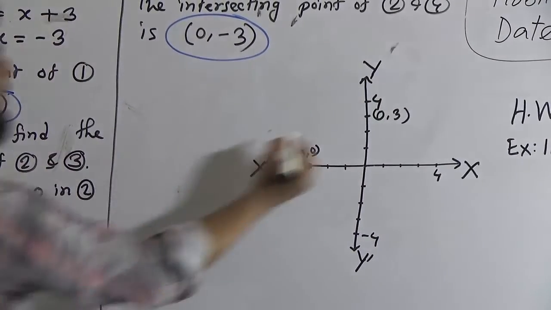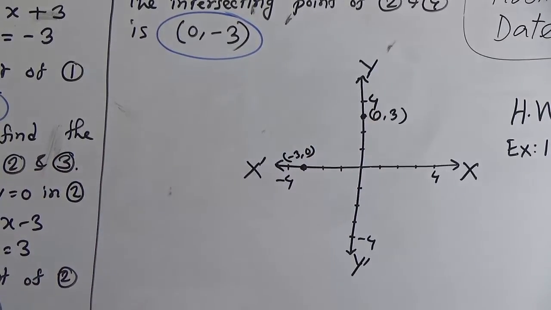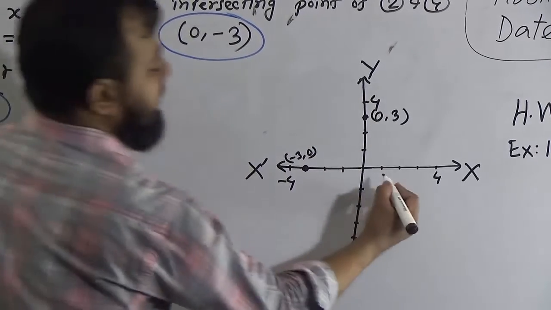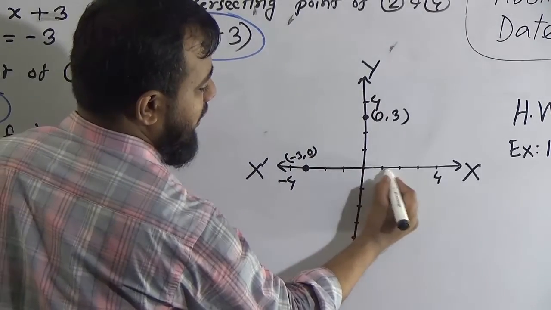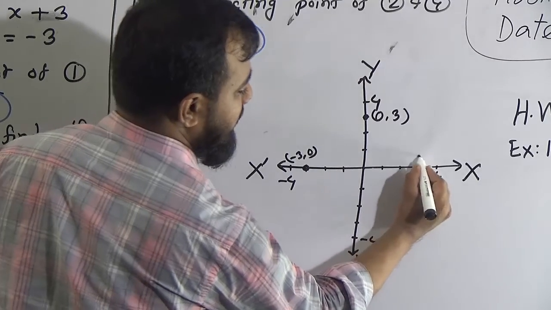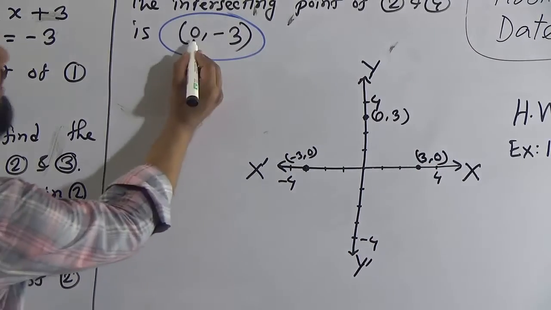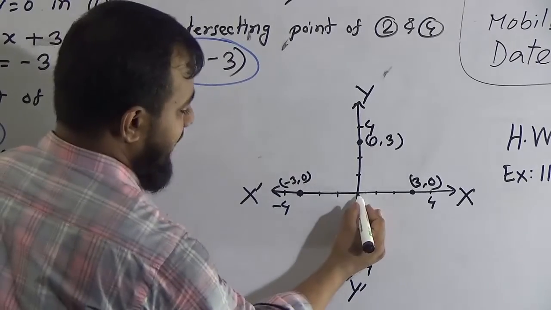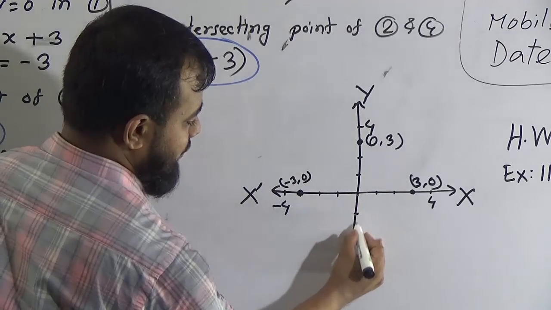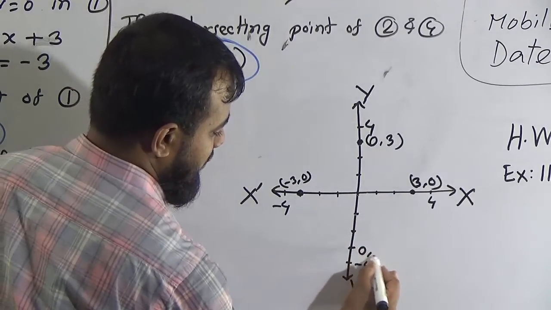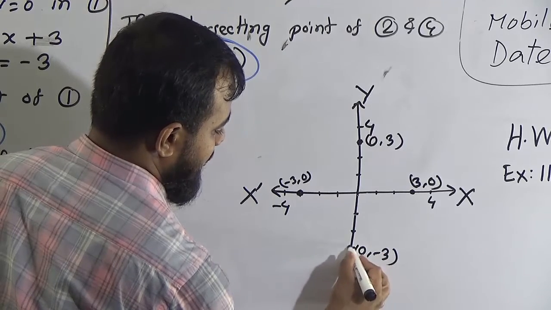Now we have to find out the next one. The next one is 3, 0. 3 on the x-axis, on the right side from the origin, it's 1, 2, 3. It will be 3, 0. And the last point is 0, minus 3. 0, minus 3 means in the lower part of the y-axis, 1, 2, 3. It's 0, minus 3. This point you have found.